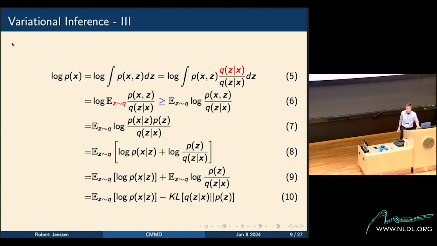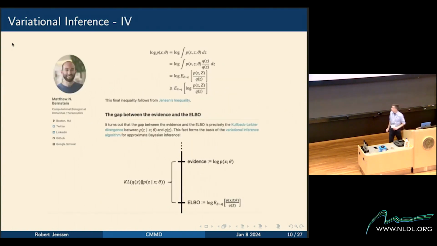This will then be our cost function in practice. This is what we try to optimize in the end. If you're interested, you can read about this in many places. For myself, I found it quite useful to go to Bernstein and read a little bit about these things. That's just a small suggestion, on how the ELBO, the evidence, the Kullback-Leibler, all of this interplay goes together.